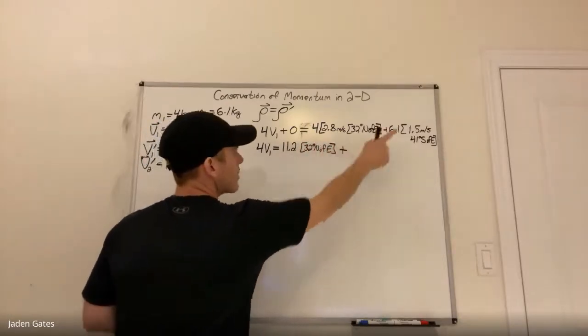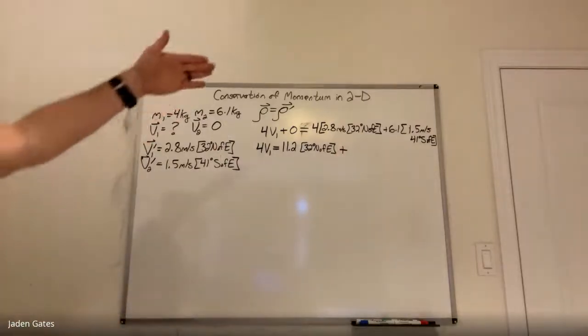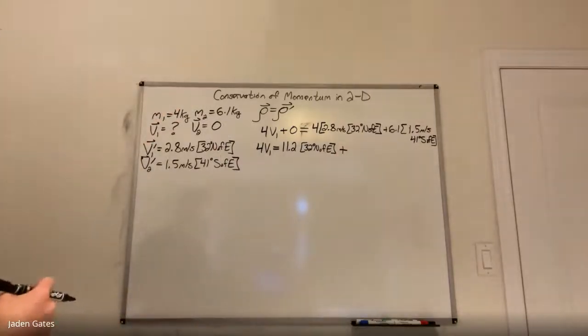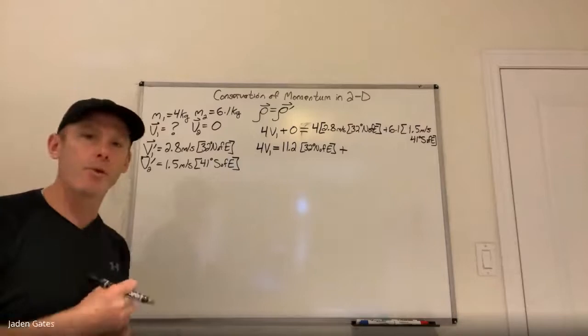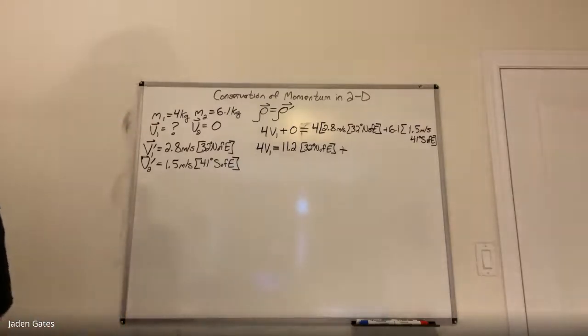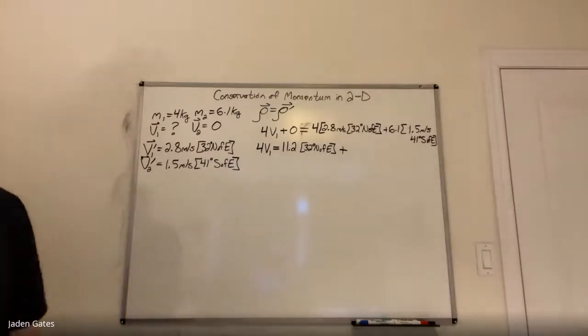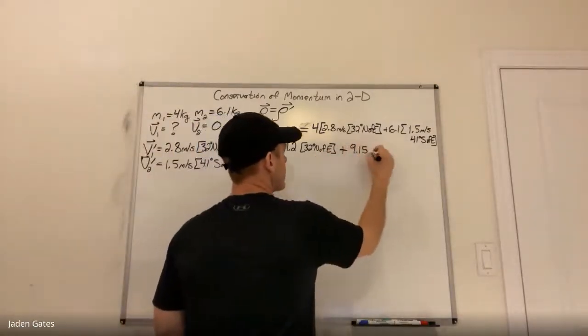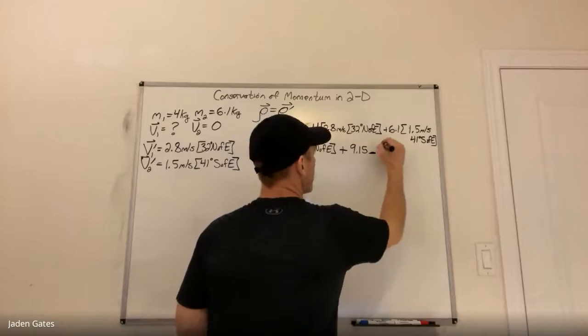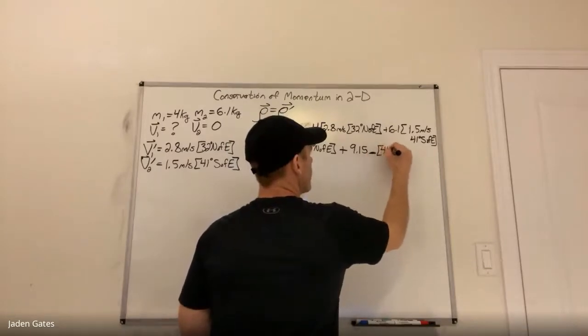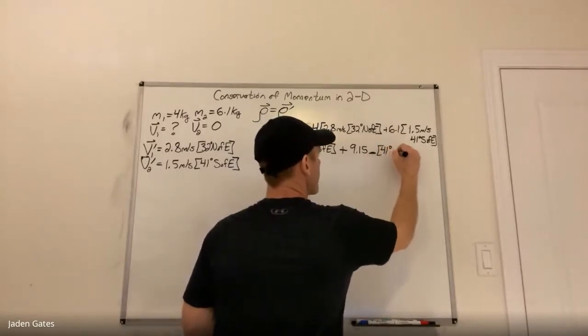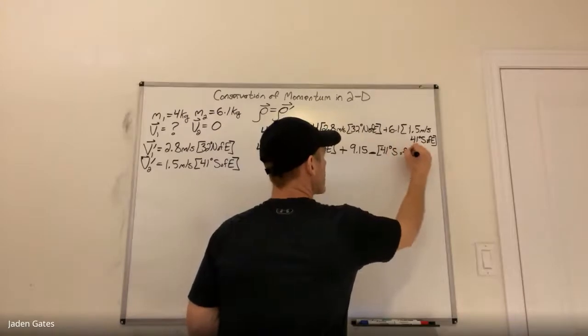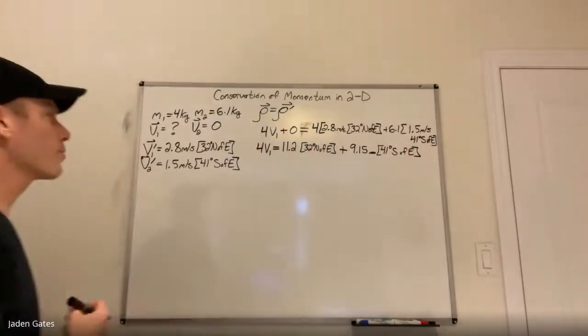Plus, now I'm going to go over there. I've got my mass times the magnitude of my velocity. So 6.1 times the 1.5. And let's see on the calculator here, I get 9.15. And again, I'm just going to leave the units out here. Let's put a little blank because I know in the end I'll have my units. So I've got 41 degrees south of east. Okay, so here's where we're at.